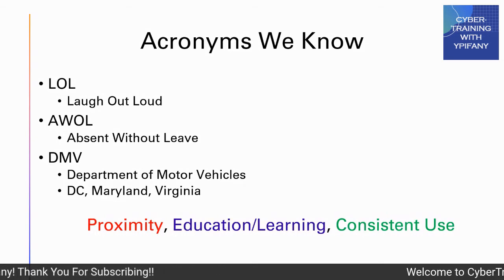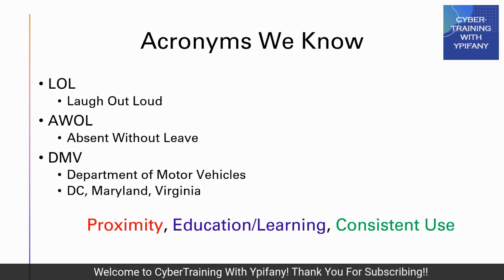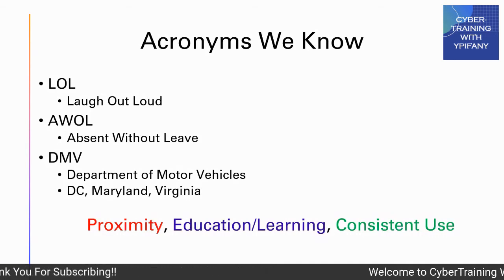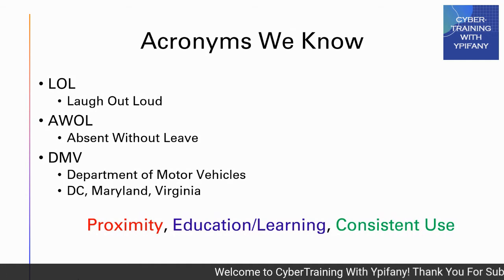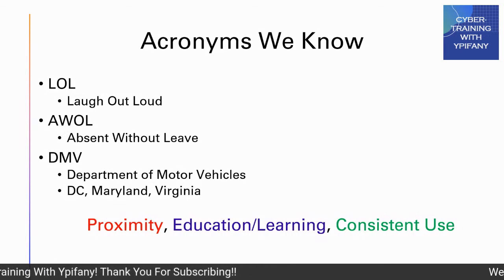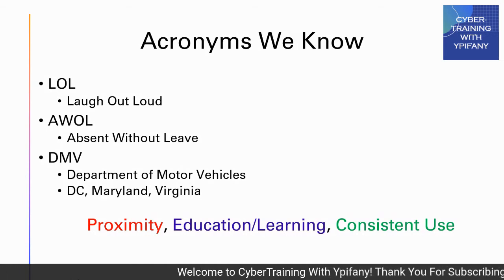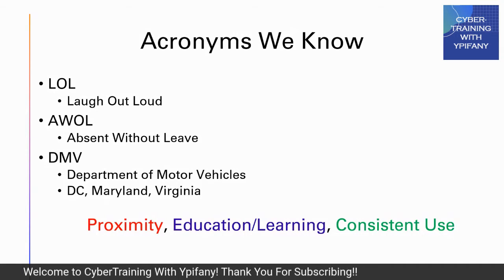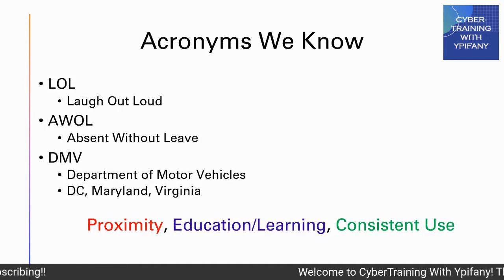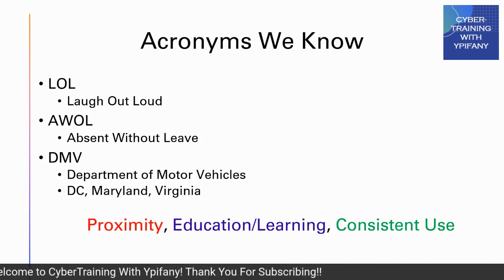For all of the acronyms that we are very familiar with, we know them so well because of these three things. Proximity: we're around them all the time, and the people we talk to say them a lot. I learned AWOL when I went into the military, and I heard that term almost every day. Education and learning: some of these things we learn in school or just by doing research. And consistent use: not only do we hear them a lot, we actually use them a lot.